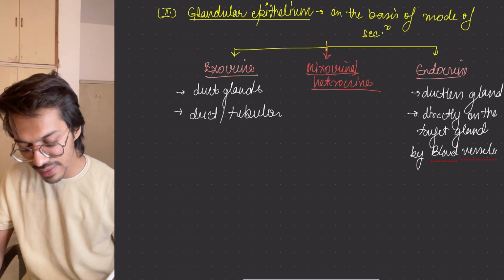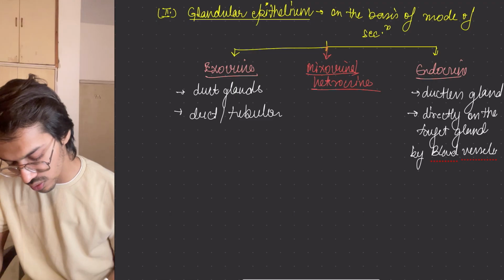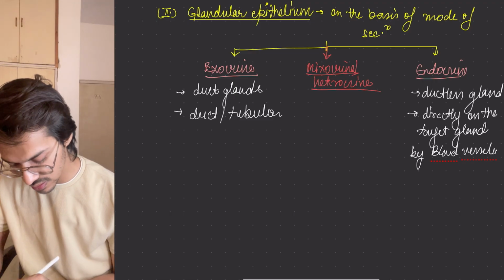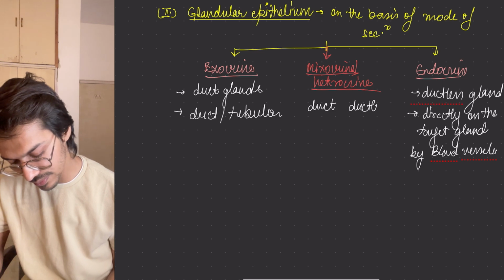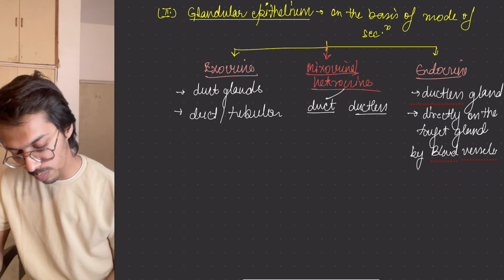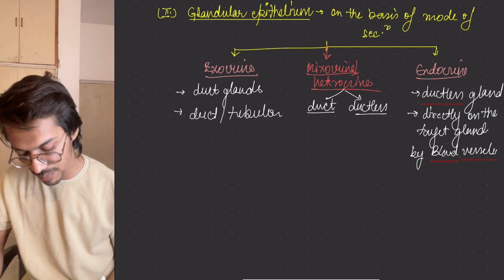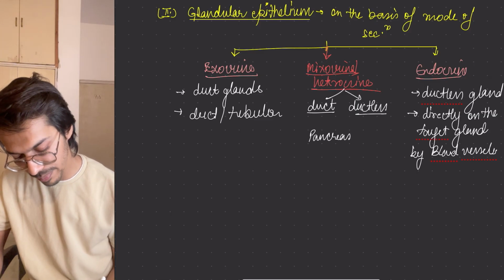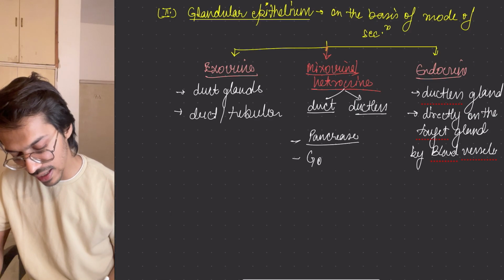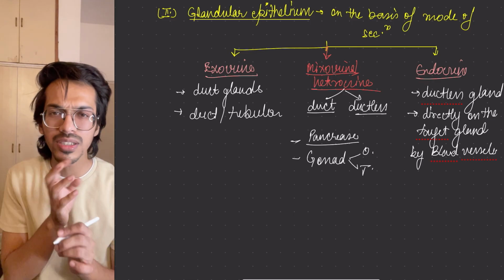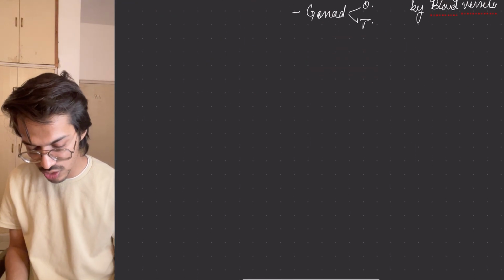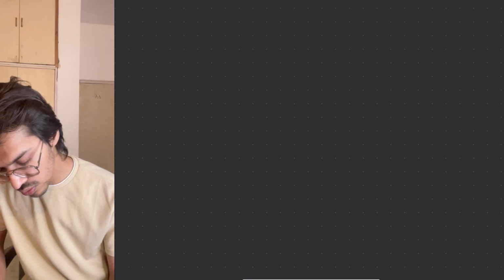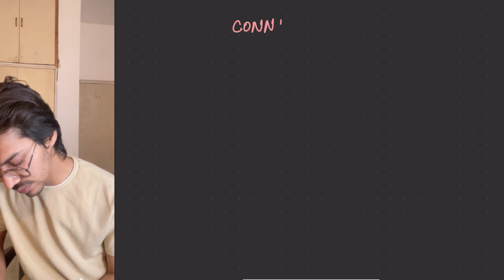Mixocrine glands means they have a certain part which is duct and a certain part which is ductless, so both things are there. Examples are the pancreas, the pancreatic gland, and the gonadal glands. Gonadal glands means your ovary and testes. Basic thing you know for examples, I'm not going deep into it. Moving on to the next one, that is your connective tissue. Okay, so next is connective tissue.